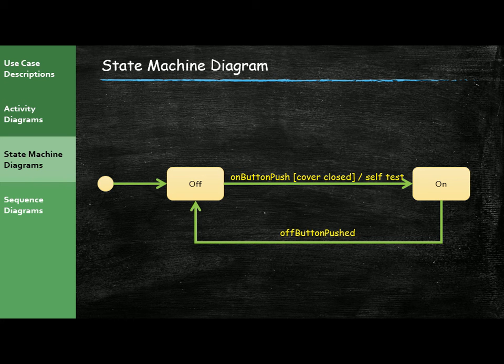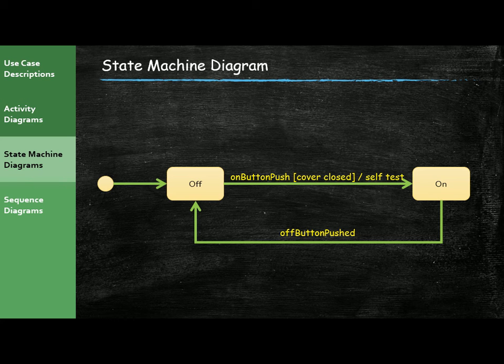But here's an example of a guard condition. If we're in a state of off and somebody hits the on button, that's our transition, we can have a guard condition that checks, is the cover closed? If the cover is open, we will not transition to on. If the cover is closed, then we will transition to the on phase. And the action that we take as we transition to on might be a self-test. So the printer might do a self-test before it gets to the on phase.